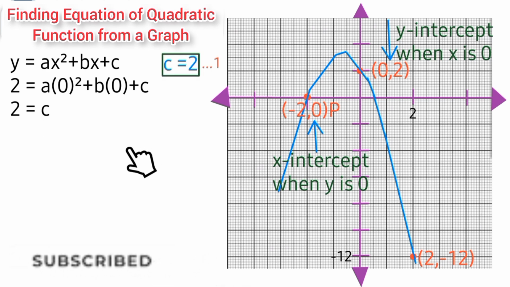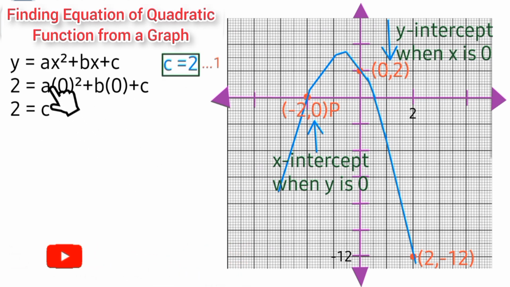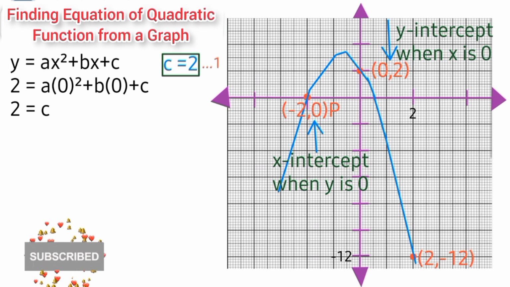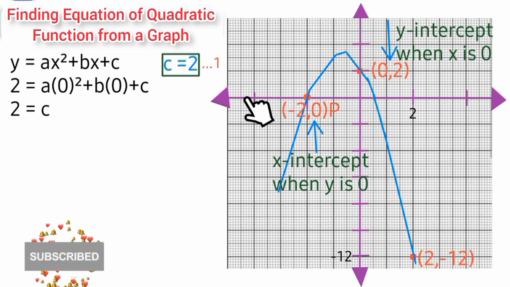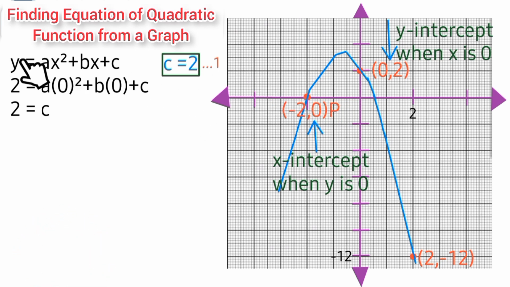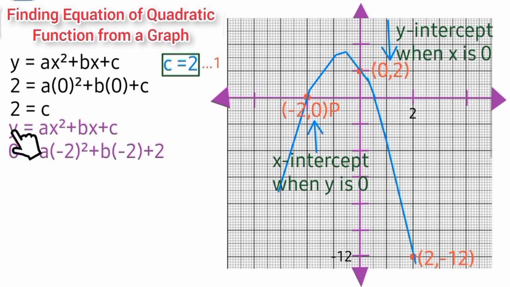Now that we know the value of c, we need to figure out the values of a and b. Here, we need to use the second point, that is the x-intercept, where x is minus 2 and y is 0. Since we say y is 0, in our equation we replace y with 0 and x with minus 2. So we have y, we did say y is 0, equal a, x, we did say x is minus 2, then squared, plus b times x, b times minus 2, and then plus c, as c value is 2.